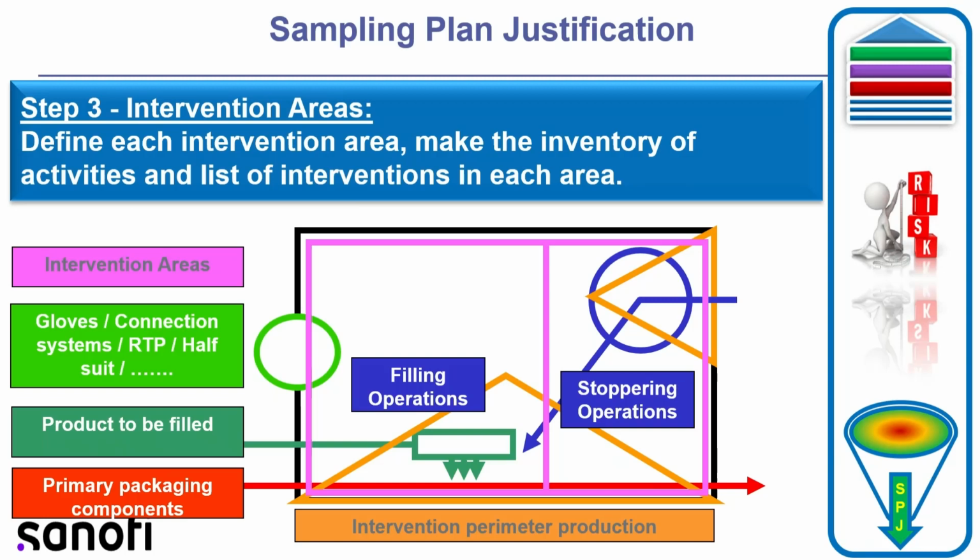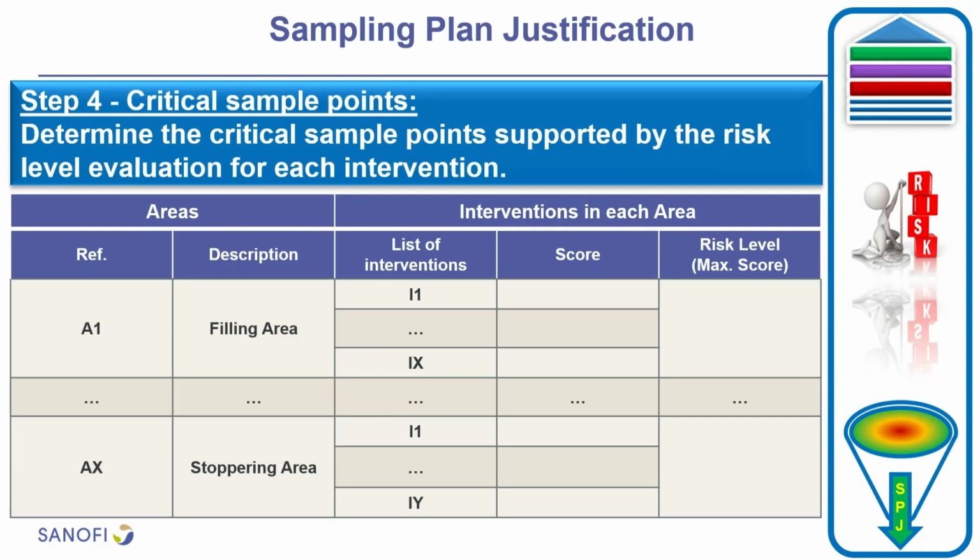after the definition of the critical sample locations. Step 4, the critical sample points must be defined, or that should, at this level, determine the critical sample point supported by the risk level evaluation for each intervention. That means here for each area, you describe the different area with a list of all the interventions, their respective score we saw before, and the maximum risk level for the area that will be the maximum score for the maximum intervention at this level.